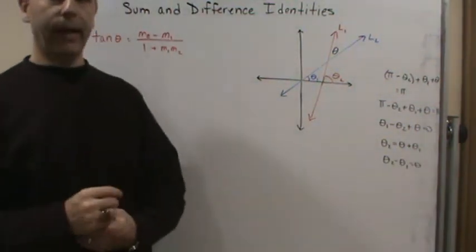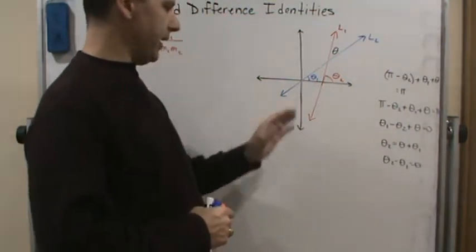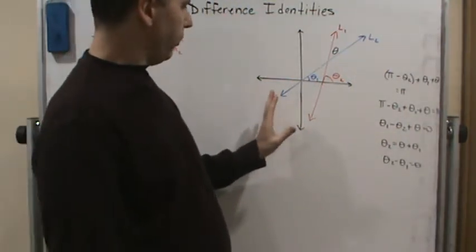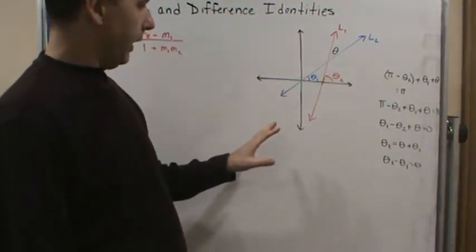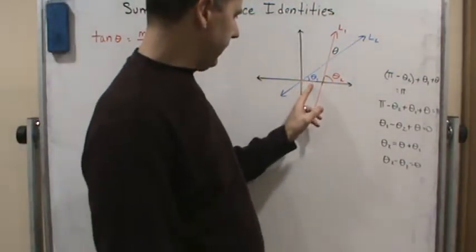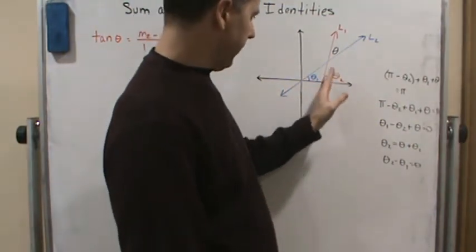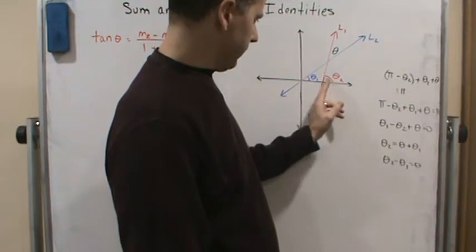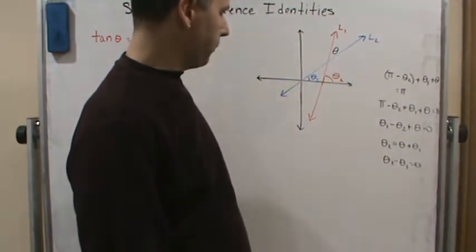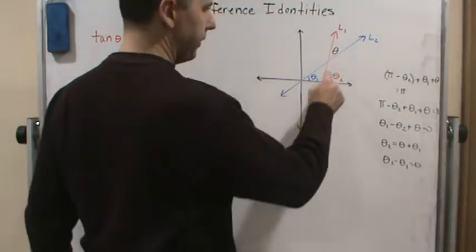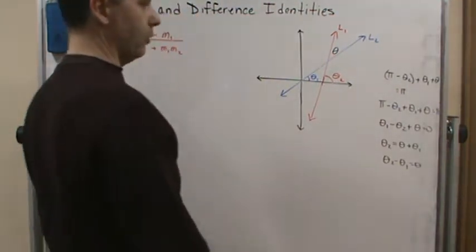Okay, so welcome back. Now, here we've got this diagram, and we've got two non-vertical lines, right? And so we've got this angle here, theta 1, with the L1, and we've got theta 2 that's made with the x-axis with line 1. And so we've also got theta, which is the angle between the two lines L1 and L2.